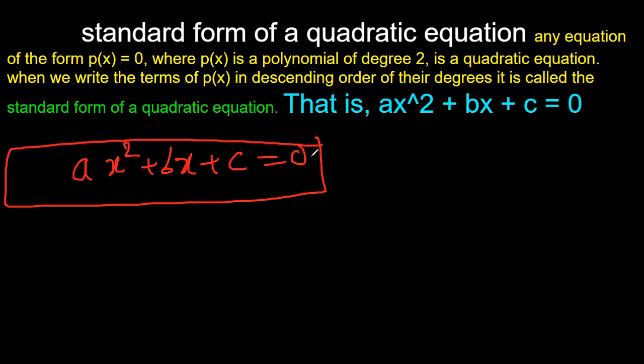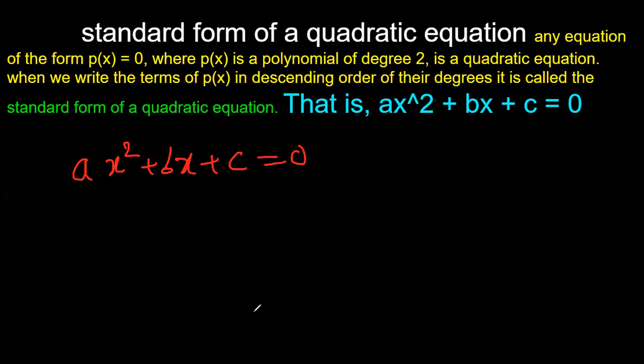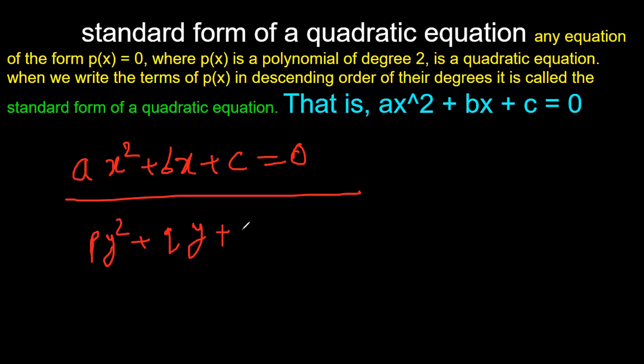The only thing that we should keep in mind is that this order should be decreasing order of degree of the variable. Now, for our quadratic equation variable, we can take anything. The variable can be y, then the expression becomes py squared plus qy plus r equal to 0. Again, here also p, q, r are some real numbers and p should not be 0.